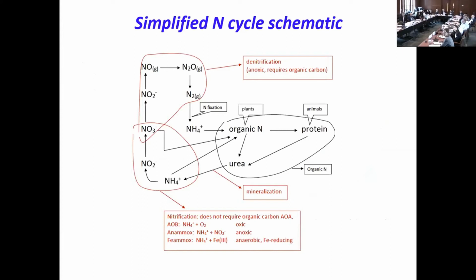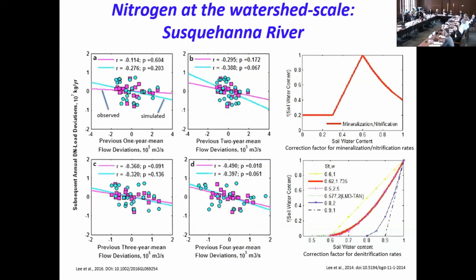So when we want to cycle the fixed nitrogen back to nitrogen gas, we need this combination of aerobic and anaerobic processes. So here are some of the challenges. This is some work we've done fairly recently for the Susquehanna. What this shows is the deviation of nitrogen exported by the Susquehanna as a function of the deviation of climate. The previous year, the previous 2 years, the previous 3 years. So here, for example, a 4-year season.